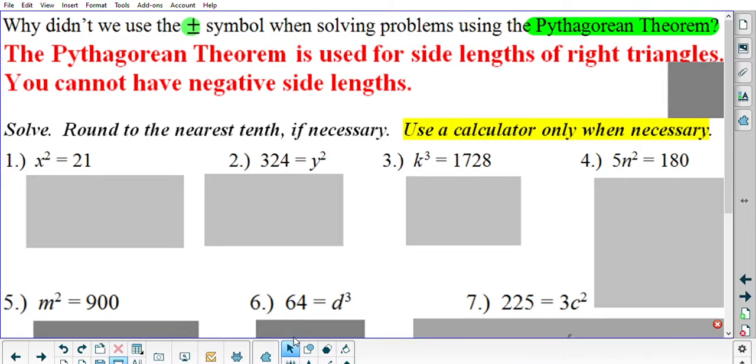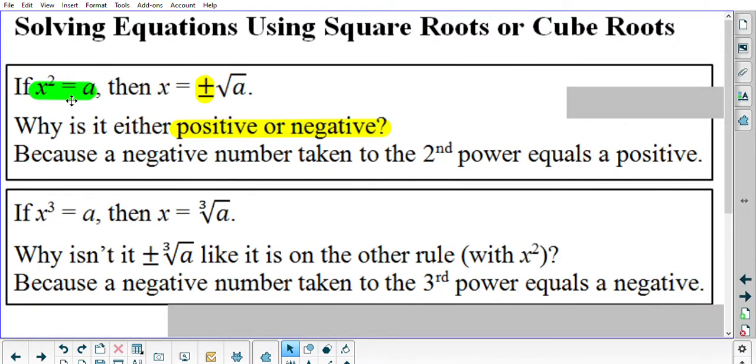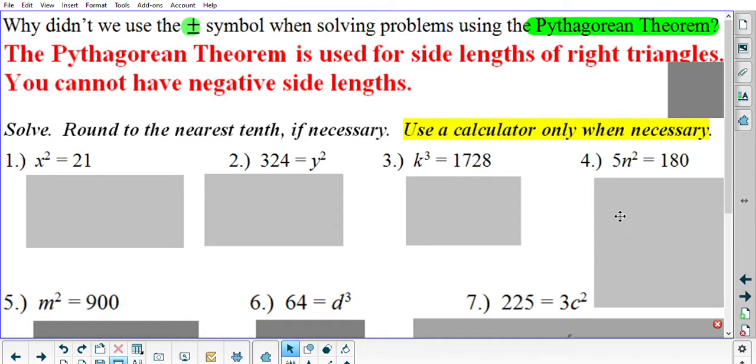If you are dealing with a real-life scenario problem or a problem dealing with geometry where the negative answer does not make sense, then you're going to pretty much ignore the rule that I talked about earlier, that if x to the second power equals a, then you have to include the positive or negative of the square root of a. You would not use that if negative answers don't make sense. And that was the case with right triangle sides, and that's why we didn't use the positive or negative symbol for the Pythagorean theorem.